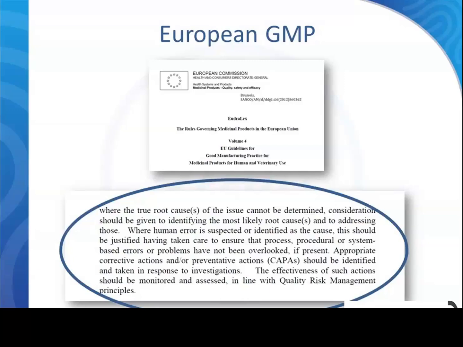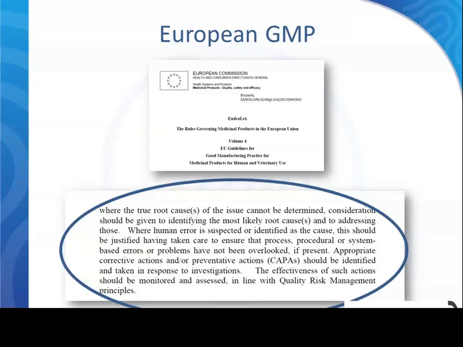It says, where human error is suspected or identified as the cause, this should be justified, having taken care to ensure that process, procedural, or system-based errors or problems have not been overlooked if present. Appropriate corrective actions and/or preventive actions, CAPAs, should be identified and taken in response to investigations. The effectiveness of such actions should be monitored and assessed in line with quality risk management principles. Okay, now I'm going to decode this message step by step. This is what they're saying.